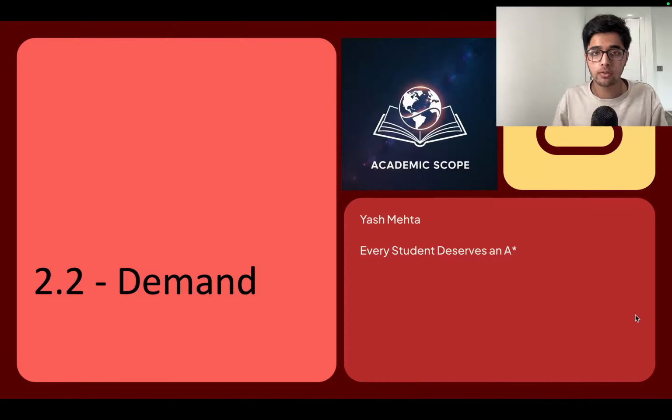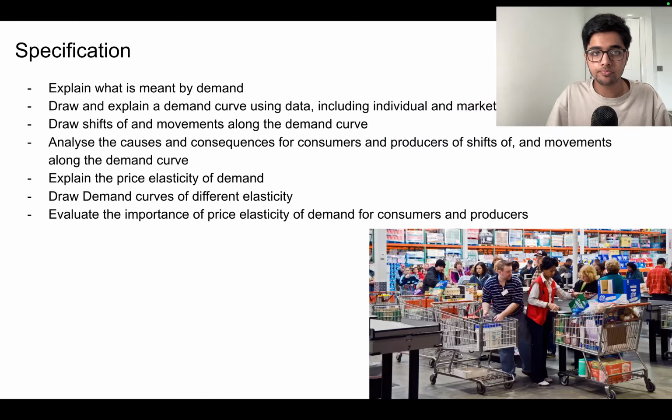Today we're going to cover 2.2 Demand in GCSE Economics. So, this is what the specification requires you to know. Explain what is meant by demand. Draw and explain a demand curve using data including individual and market demand. Draw shifts of and movements along the demand curve.